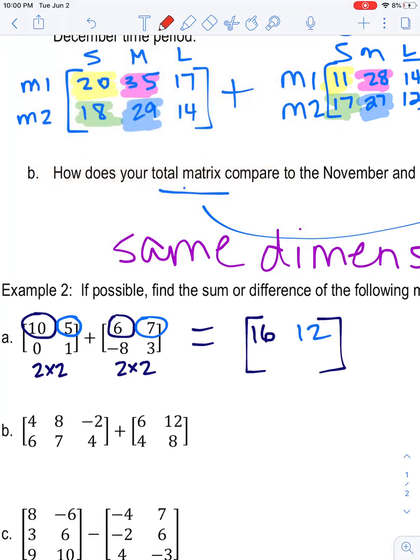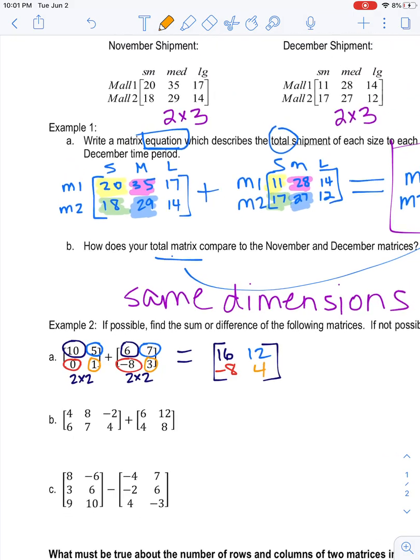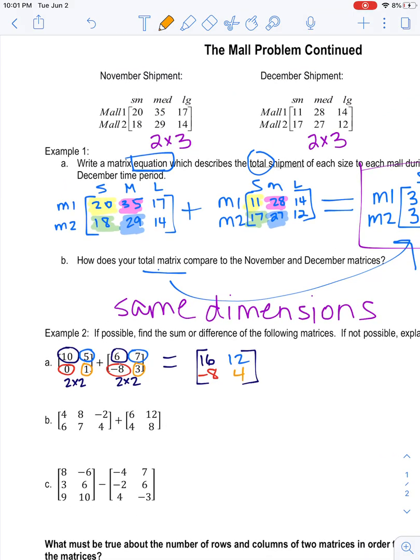In the second row, we have 0 plus negative 8, which is negative 8. And finally, 1 plus 3, which is 4. And there's our answer on part A.